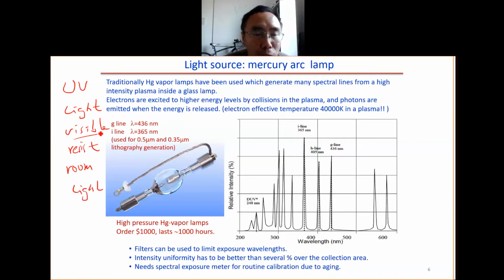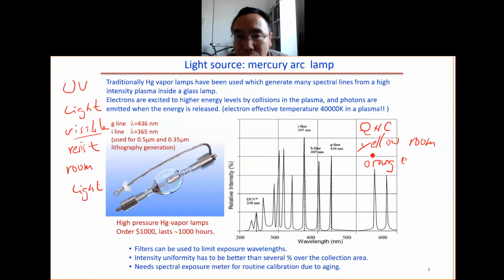But if we use UV light, then we can filter out the UV light. If we look at the QNC building, the clean room, you see that we have what's called the yellow room. If you look from outside of the QNC building, we have a yellow or orange color on the windows. This filters out the UV light and also some of the blue light. If the short-wavelength blue light is filtered out, then the room will appear yellow. That's why it's called a yellow room, or sometimes an orange room.